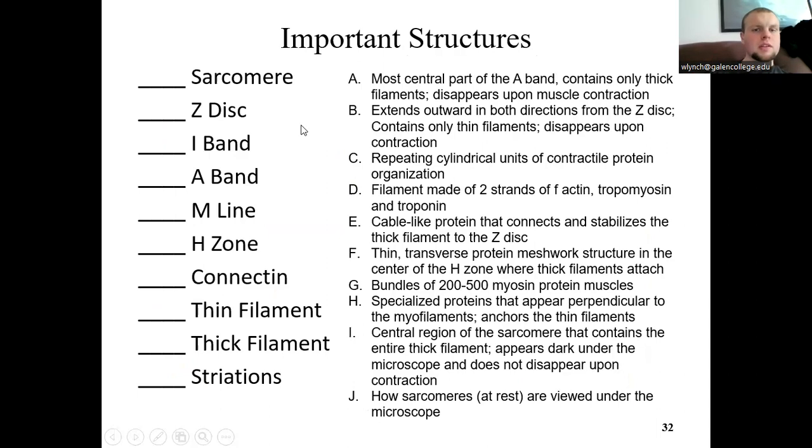So some important things to note here as far as important structures of the sarcomere. We have the sarcomere itself, all right? Sarcomere itself.